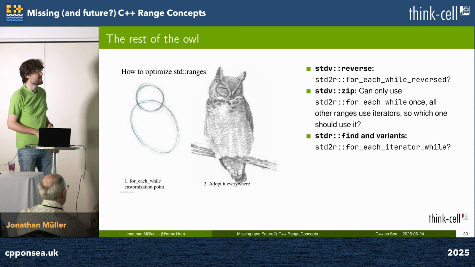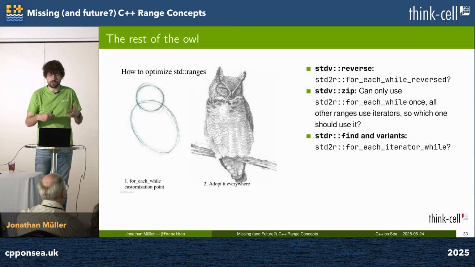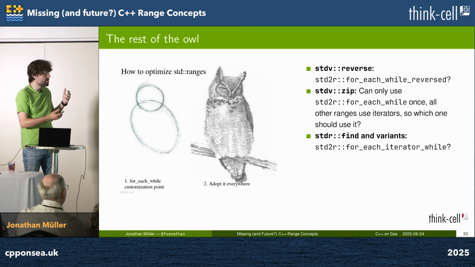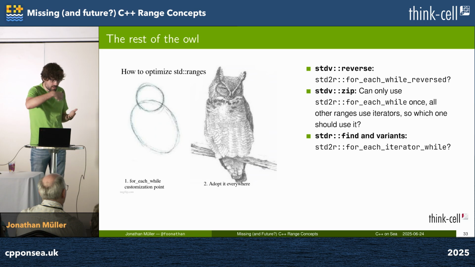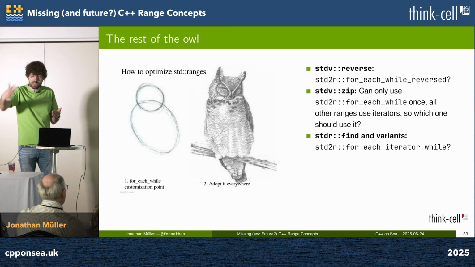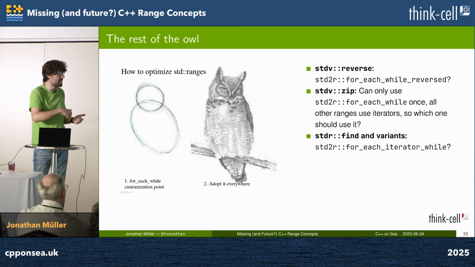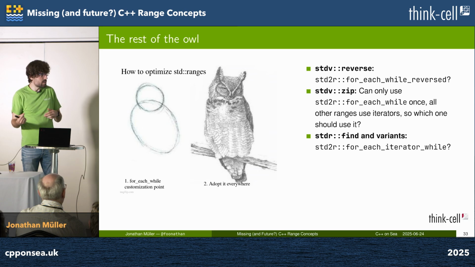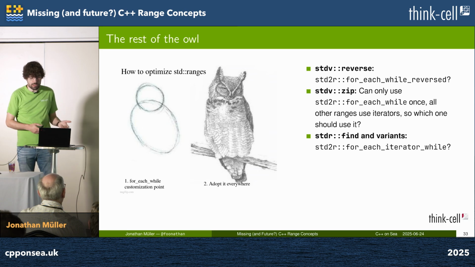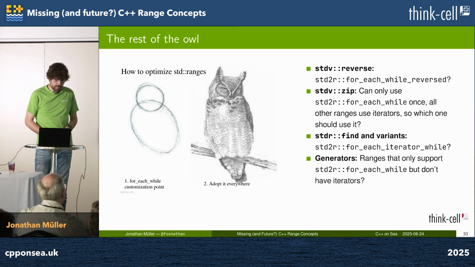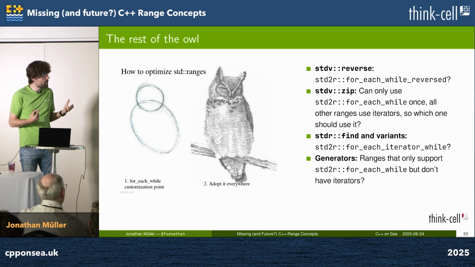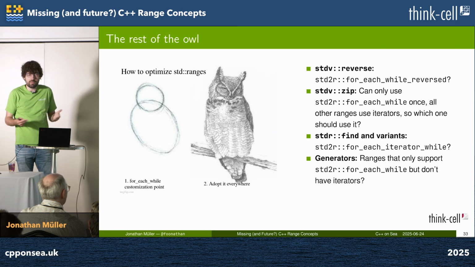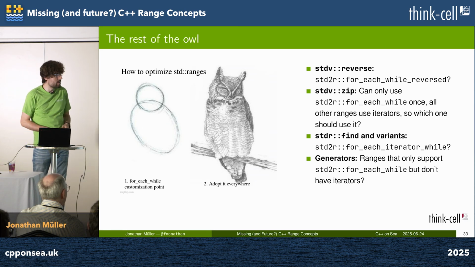We cannot use it for find, right? Because find returns iterators and we don't have iterators. But maybe we can write a customization point that invokes the sink with an iterator, not the element. But then this might undo the optimization because you have to reconstruct the iterator in each iteration and so on. And then it's a lot easier to make something a range by just providing for-each-while.